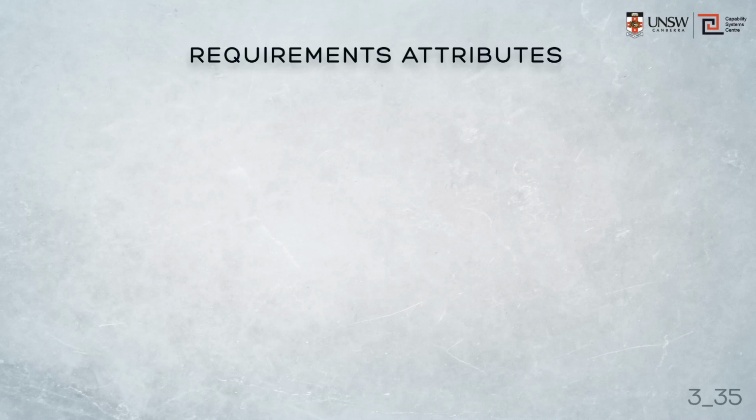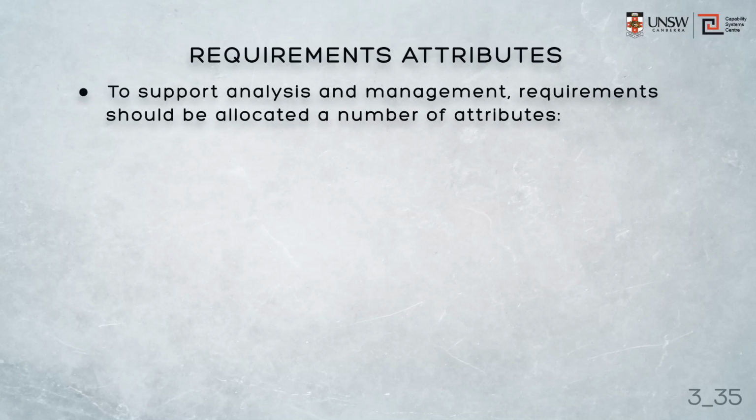In addition to requirements characteristics, we use attributes to support analysis and management. A requirement could be allocated a number of attributes. In fact, there could be many such attributes to a requirement, sometimes up to some 300. Here we only identify a small number, which would be the major attributes, but you'll get the idea of the sorts of things that an organisation might wish to attach to a requirement to allow that organisation to manage that requirement better over the life of the system.